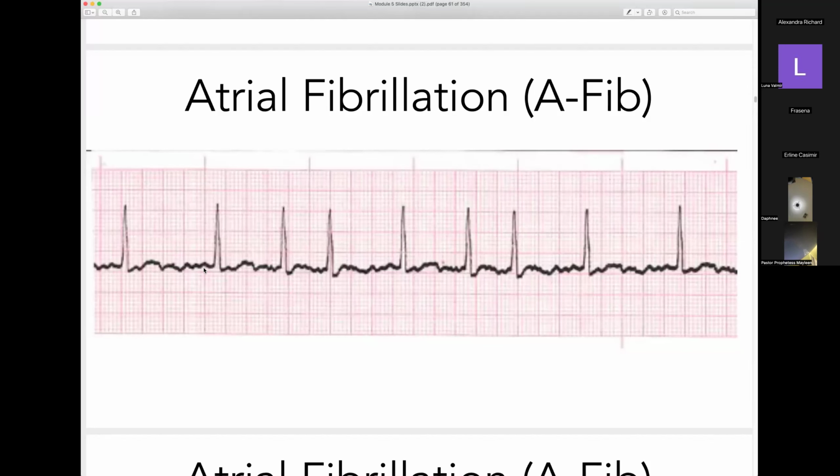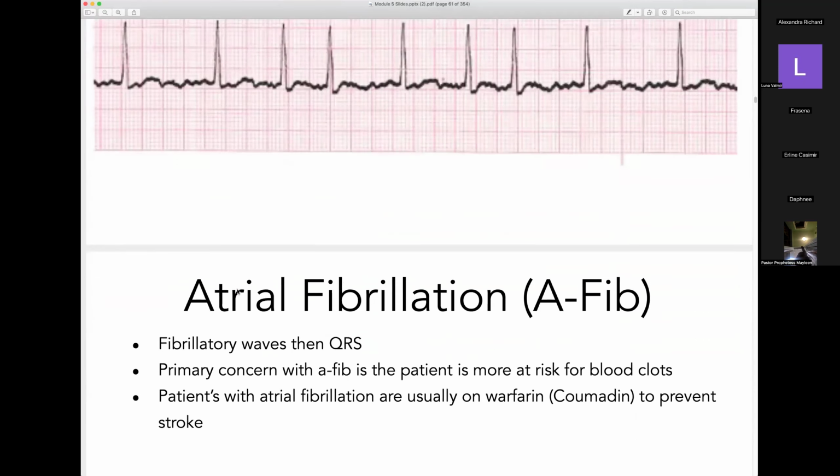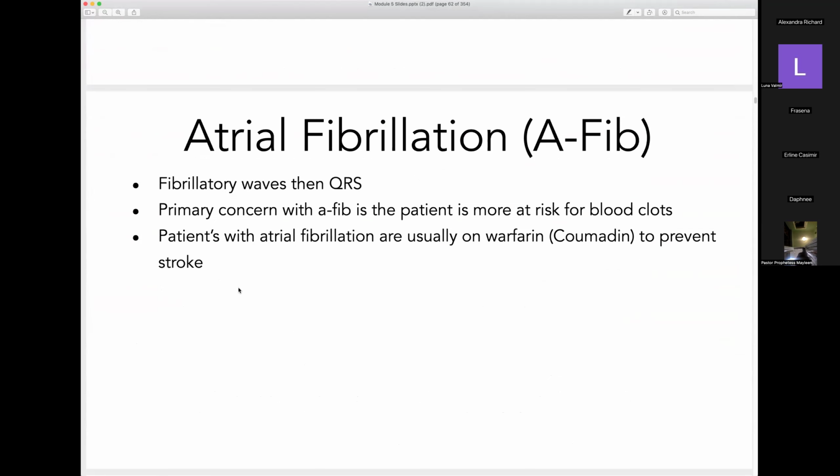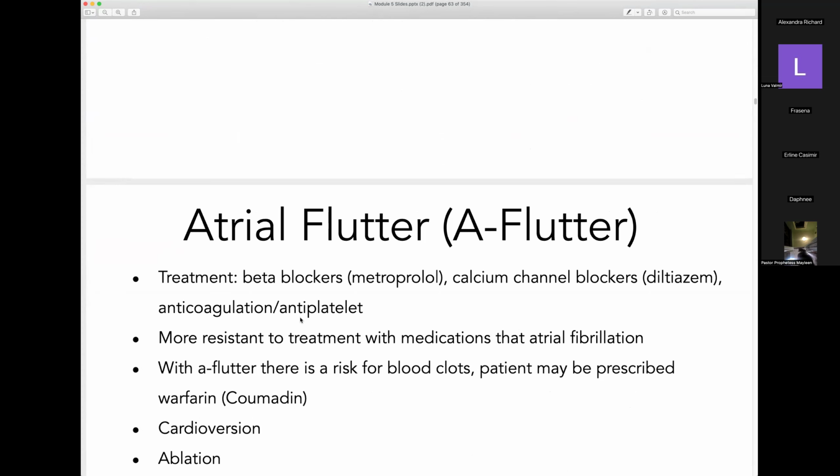This is atrial fibrillation. Remember, we learned the treatment for atrial fibrillation. It includes diltiazem. It also includes a beta blocker like metoprolol or propranolol. Also, we can do cardioversion, which is like a lower level of electricity than defibrillation, and also we can do ablation. Okay. Also, remember, a patient with atrial fibrillation is at higher risk for blood clots, so that's why they're usually on warfarin and Coumadin to prevent stroke and blood clots.